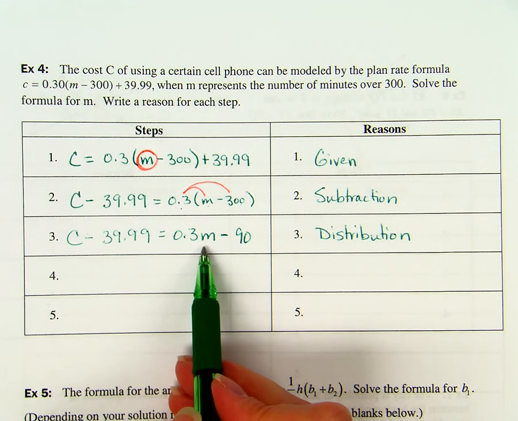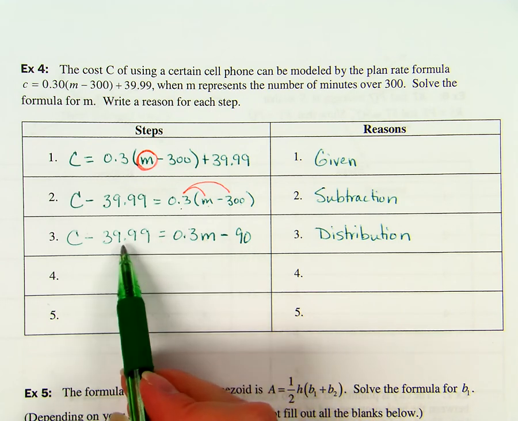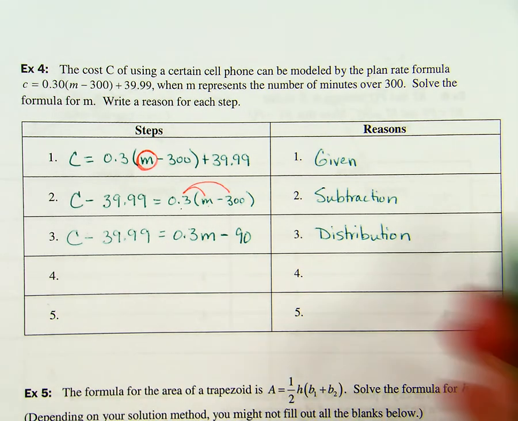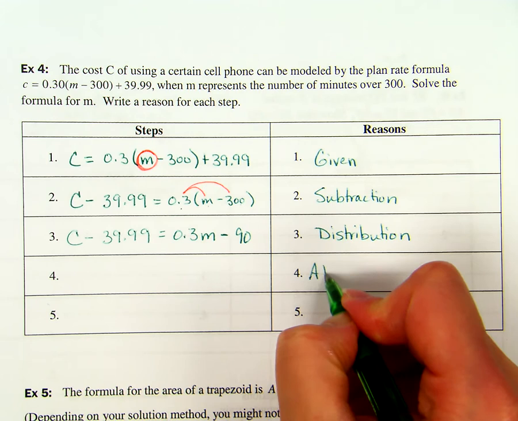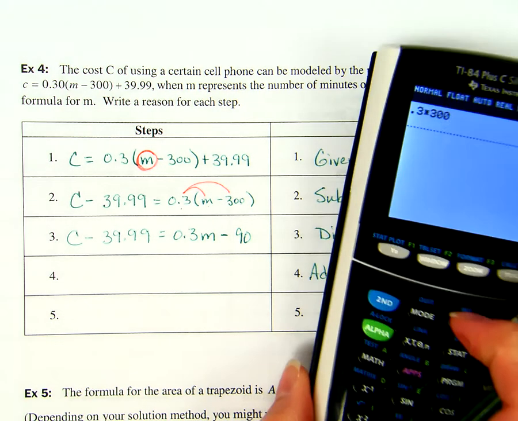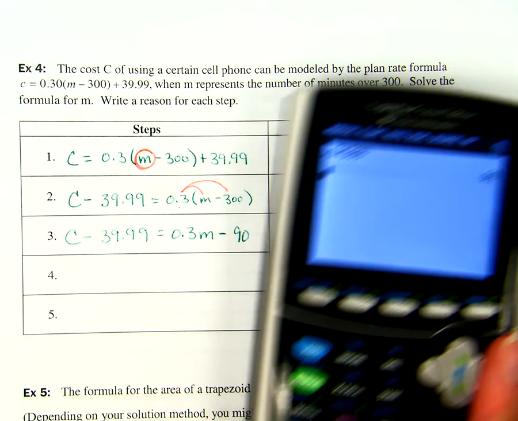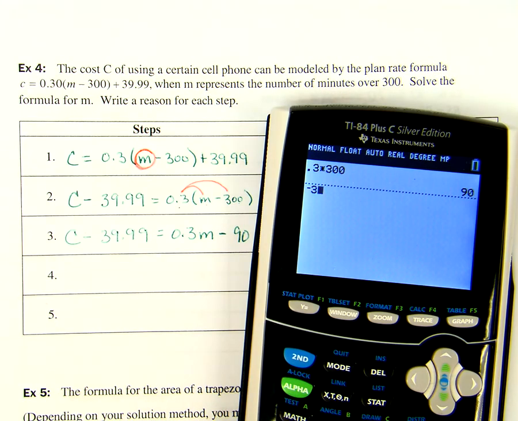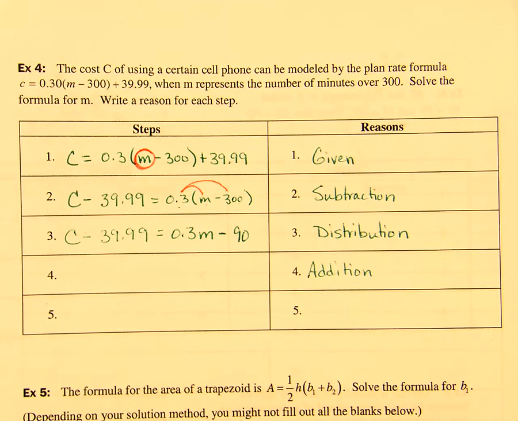Again, still trying to get m by itself, so now I'll move the 90 to the other side. I'm going to use addition to move it across. Remember, inverse operations. It's a negative 90. To move it over, we need to add it. So let's do a negative 39.99 plus 90. That'll give me 50.01.